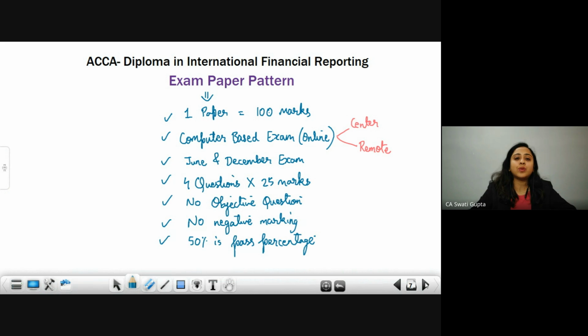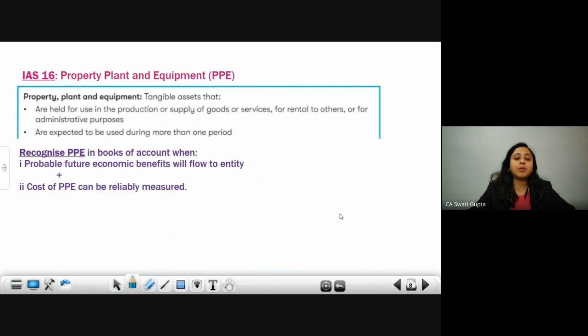So we'll firstly start with property, plant and equipment, that is IAS 16. IAS 16 is very equivalent to Ind AS 16. Since it is derived from IAS 16, the numbering remains the same. It is a very popular standard, property, plant and equipment, which is known as PPE.